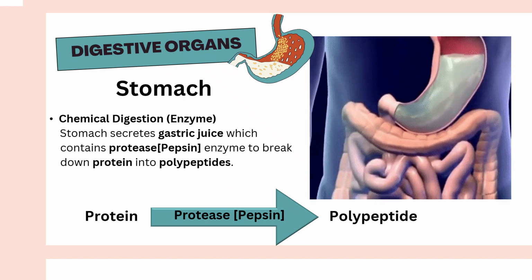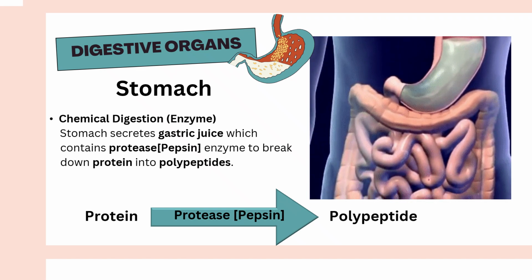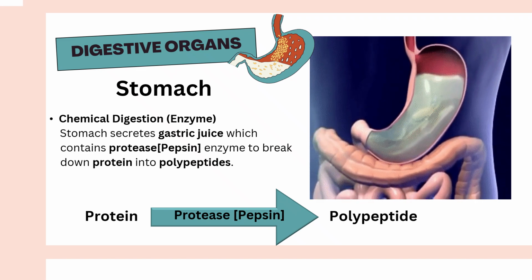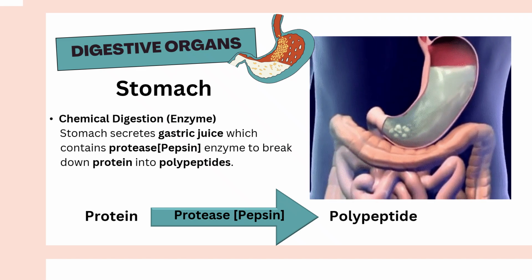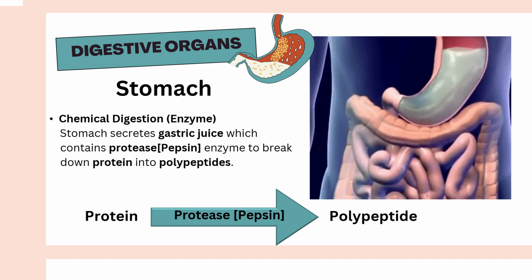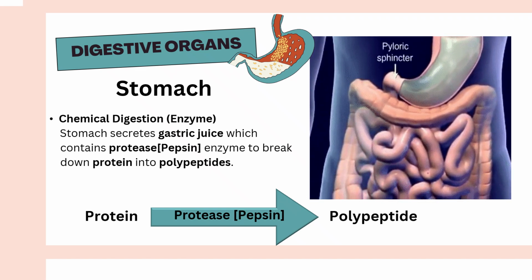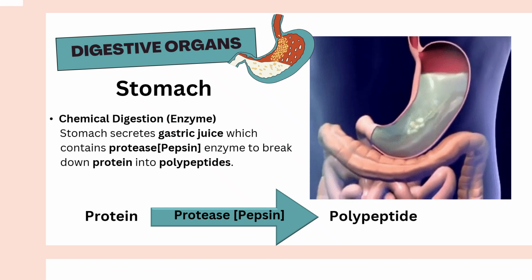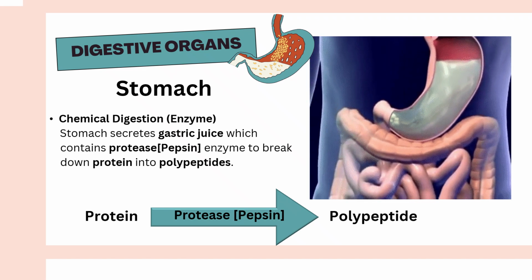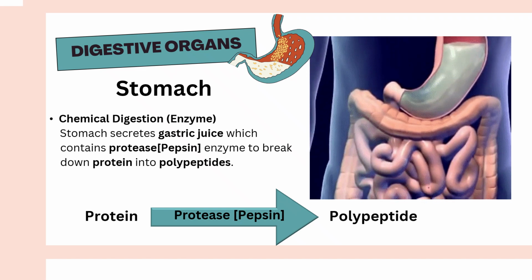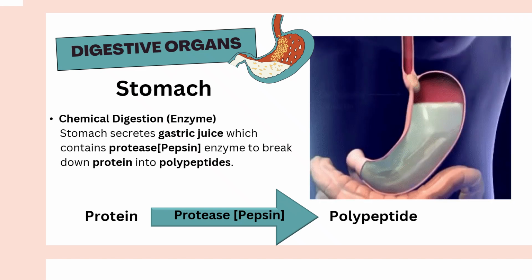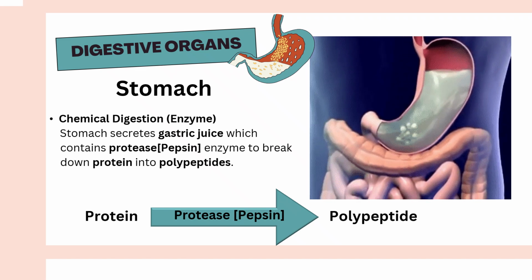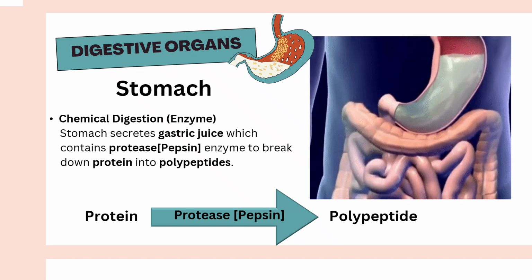So till now, how many places is there where physical digestion takes place? Yes, we have inside your mouth, chewing the food, and inside the stomach there is churning of food. And what about chemical digestion? Yes, we have two places also. Inside your mouth, salivary glands secrete saliva that contains amylase that converts starch into maltose sugar, and inside the stomach, there is a protease that converts protein into polypeptide.